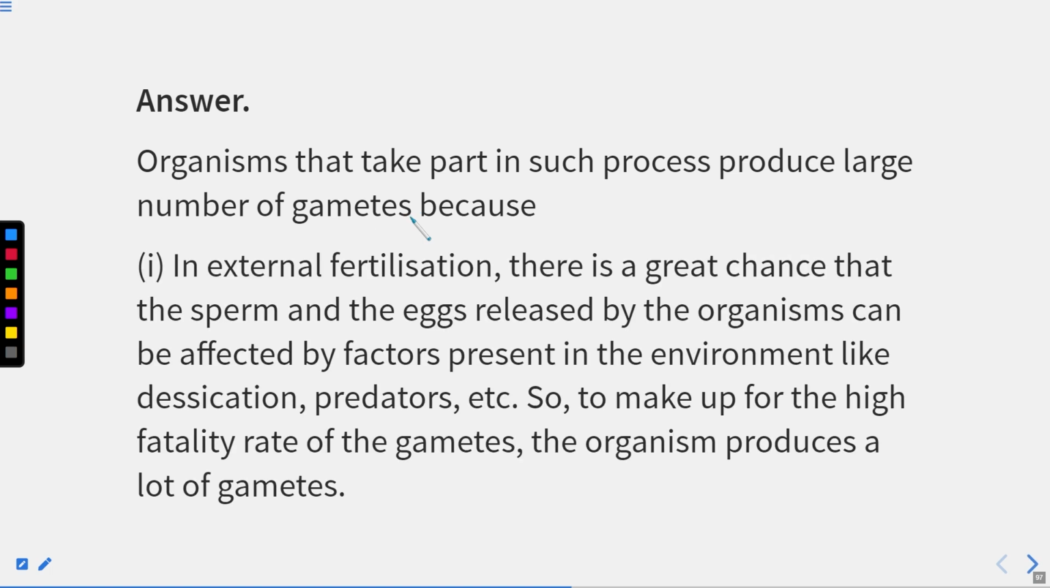First, in external fertilization, there is a great chance that the sperm and the eggs released by the organisms can be affected by factors present in the environment like desiccation, predators, and so on. So to make up for the high fatality rate, or you can say high death rate, because there are a lot of predators present there, and desiccation can also happen. So they can lose the gametes because of these environmental factors. So the death rate is very high. Because of that, the organisms produce a lot of gametes. So it is a kind of survival strategy to produce a large number of gametes, so that they should have some offspring.